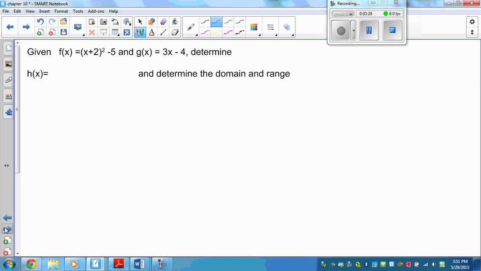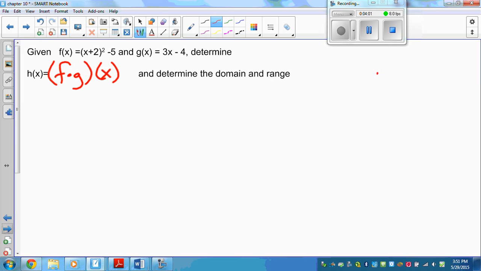F of x equals x plus 2 squared minus 5, and g of x is 3x minus 4. What we're going to determine is the product. So another way of writing the product is we could say f dot g of x. Okay, I want to take some power of prediction here. F of x equals x plus 2 squared minus 5. This is a parabola. This is actually in vertex form. It's going to be concave up, and its vertex is at -2, -5.